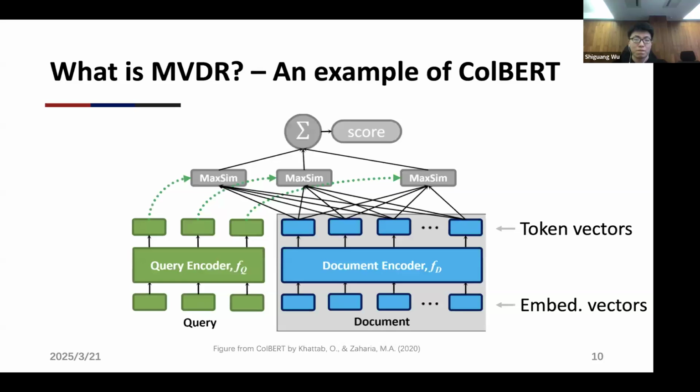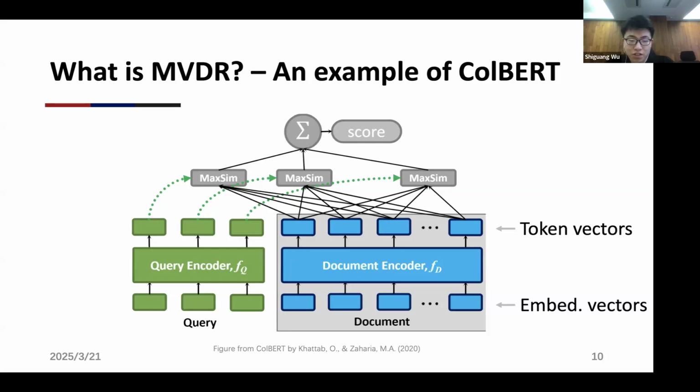And so next is the background of the paper. So what is a multi-vector dense retrieval? It was first proposed by Omar in their paper ColBERT. It's called the late interaction model. And for this model, we have some notation here.